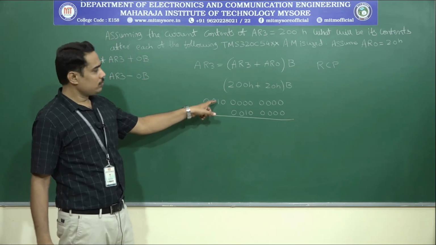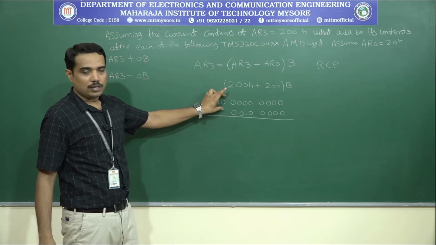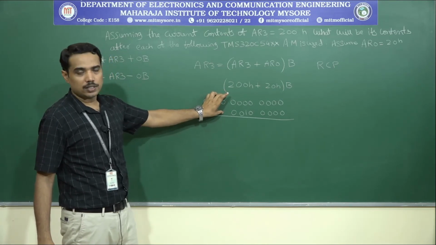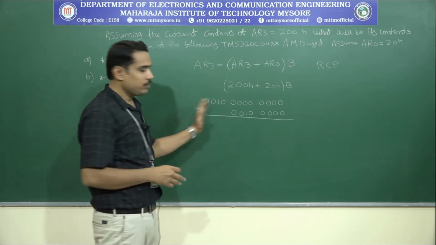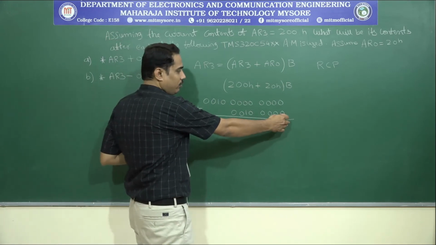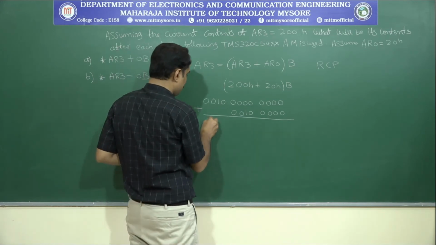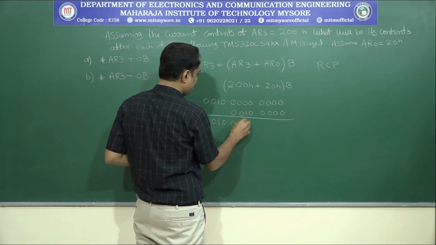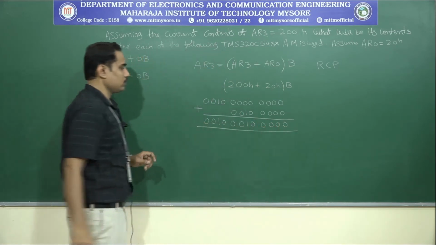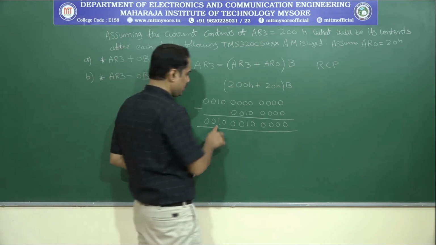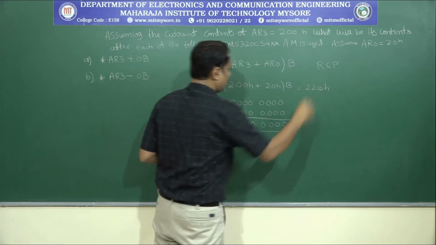If you see in this problem, there is no question of carry, because in any of the operands there is no situation arising the effect of carry. Either you add from MSB to LSB, or you add from LSB to MSB. If you add from MSB to LSB, you are going to get 0, 0, 1, 0, 0, 0, 1, 0. The problem is very simple. We have got the answer as 2, 2, 0. Answer is 220H.